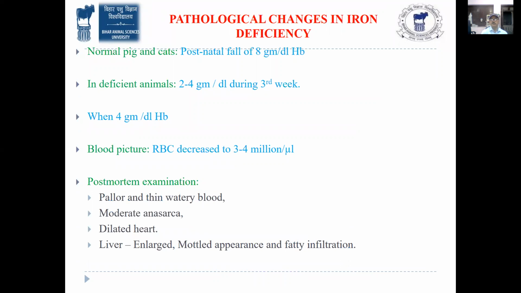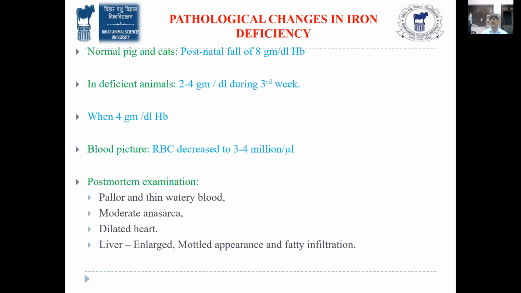During normal conditions in pigs and cats, the postnatal pulse of hemoglobin is 8 gram per deciliter. This is a physiological pulse. Sometimes it falls to 4 to 5 gram per deciliter in the first 10 days of life. In deficient animals, 2 to 4 gram per deciliter is recorded during the third week. When the hemoglobin level reaches 4 gram per deciliter, the clinical signs may appear.